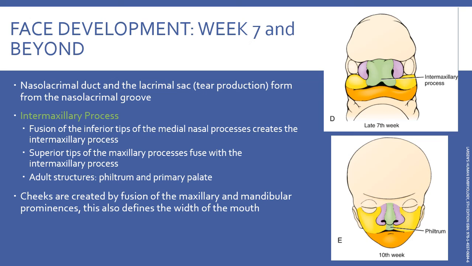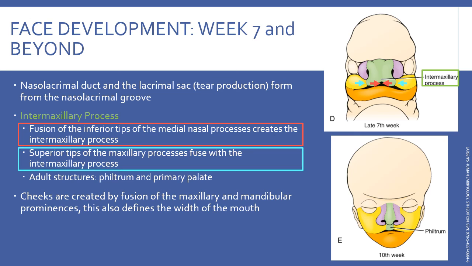Now, this one's important. It becomes a major portion of a number of the structures of the face. So first, how do we make it? Well, it's formed from the fusion of the inferior tips of the medial nasal processes. These green sections here, the upper portions have already fused, but the bottom portions have not. And as they fuse, they form the intermaxillary process. Likewise, the superior tips of the maxillary processes move towards the intermaxillary process and fuse with it as well. And in the adult, these structures are going to become the philtrum and the primary palate.